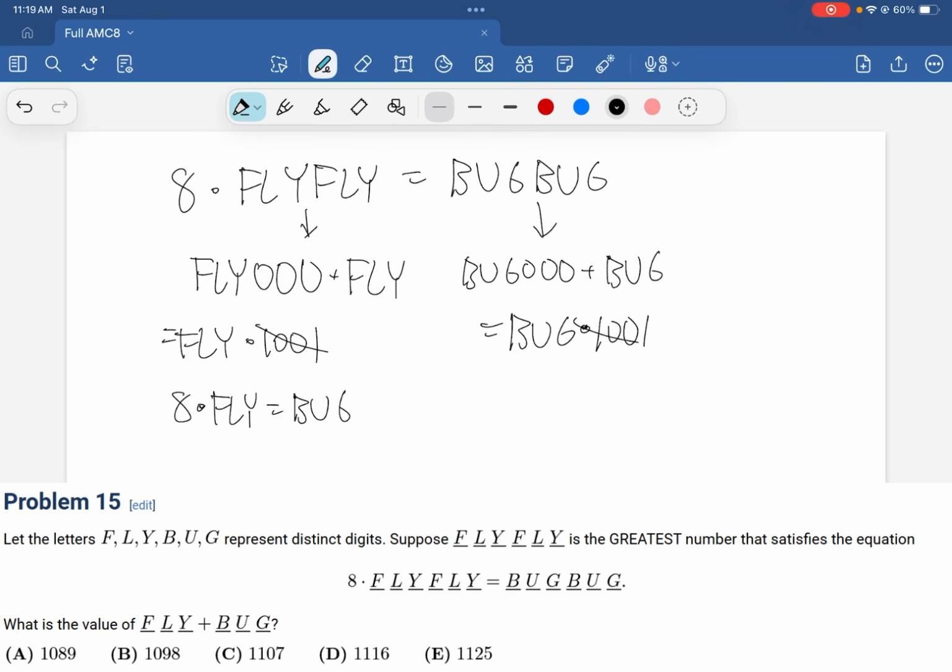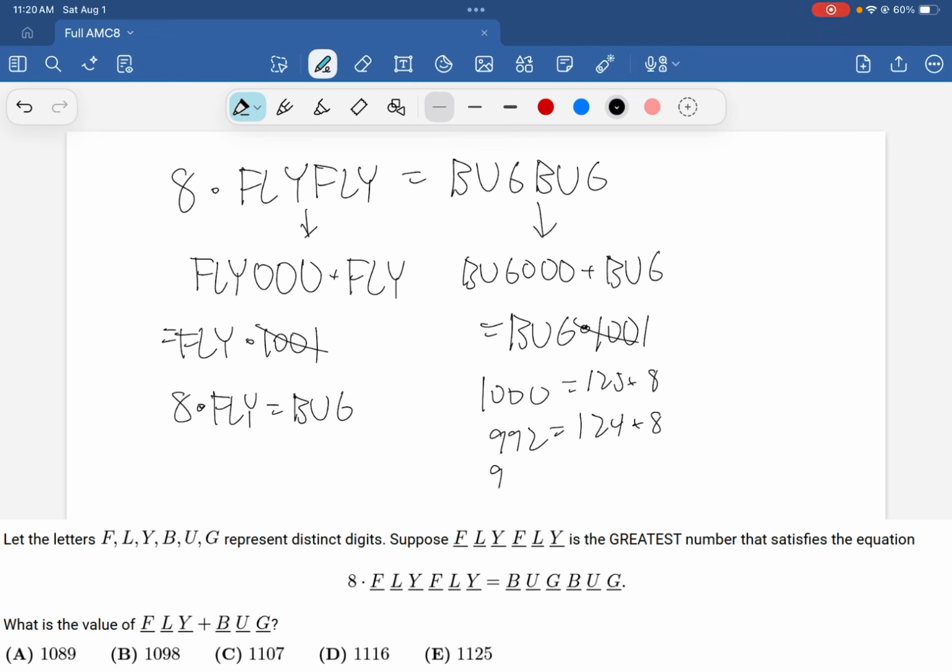So we know 1,000 is going to be 125 times 8. That doesn't work because it's not a 3-digit number. 992 is the next smallest. This is going to be 124 times 8. That does not work because 9 appears twice. We have to have 6 distinct digits.